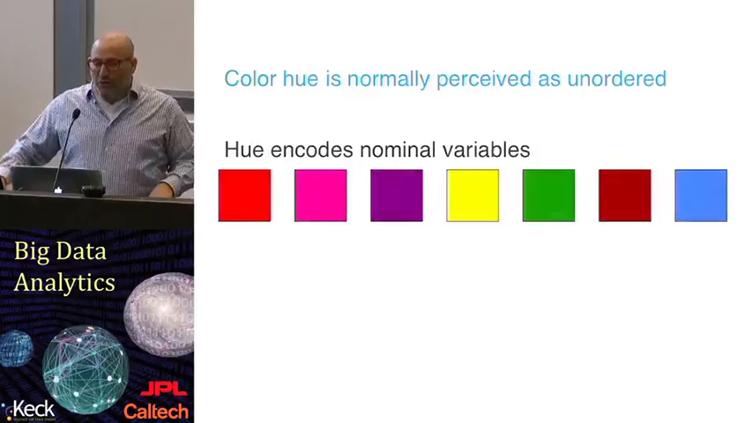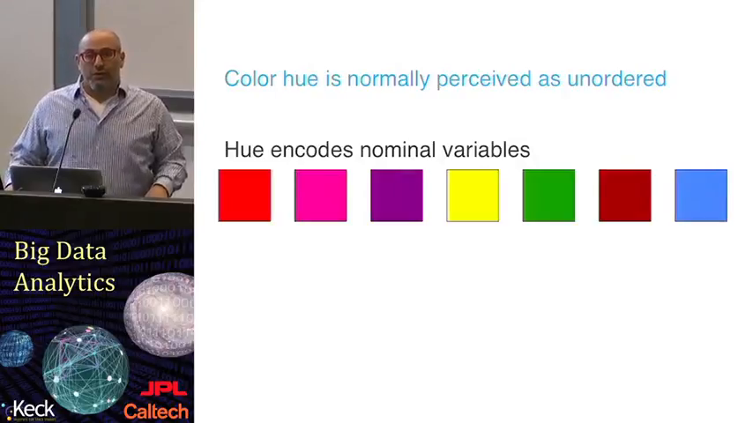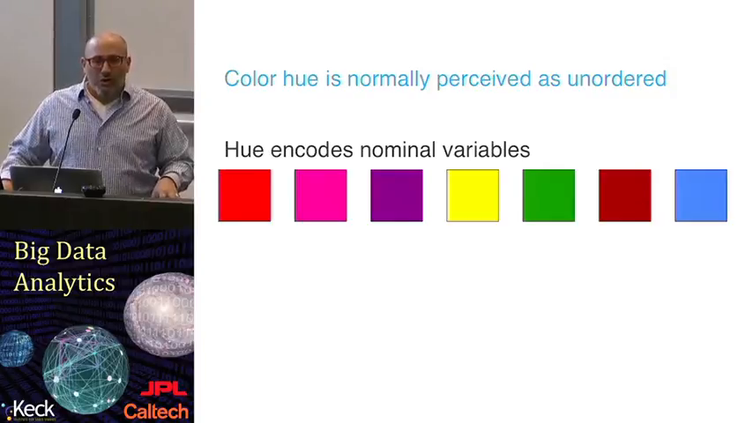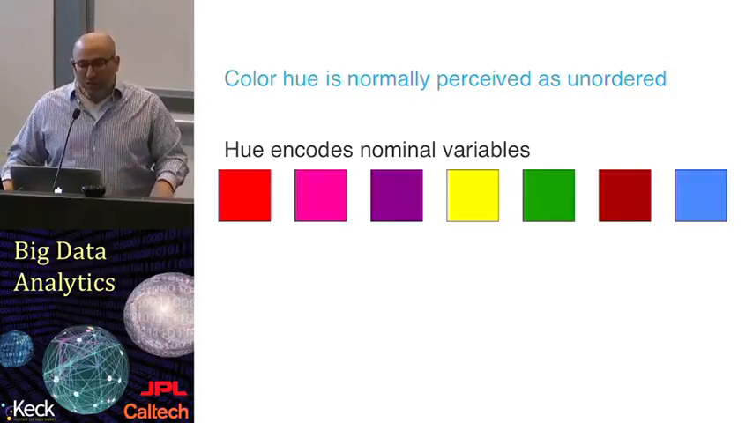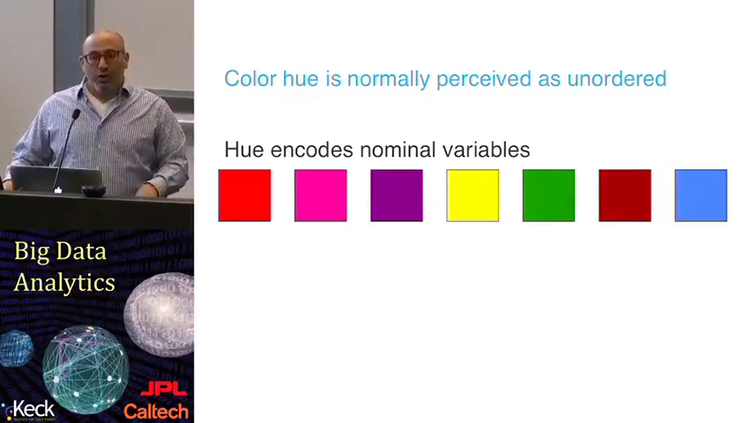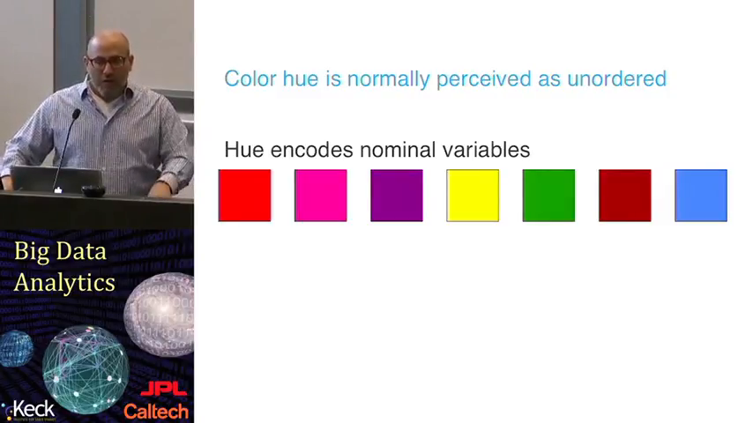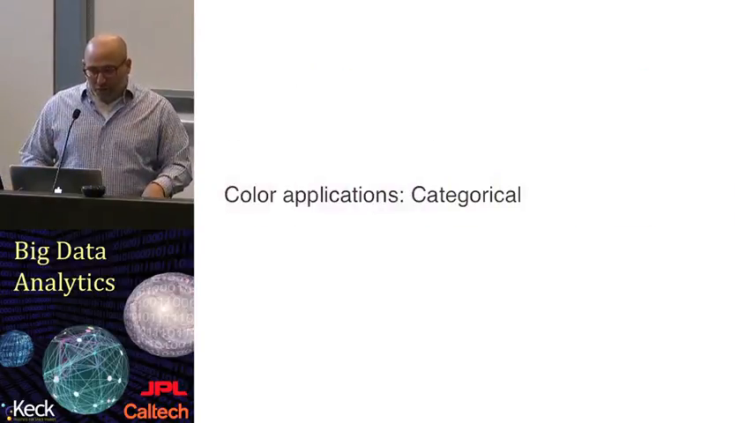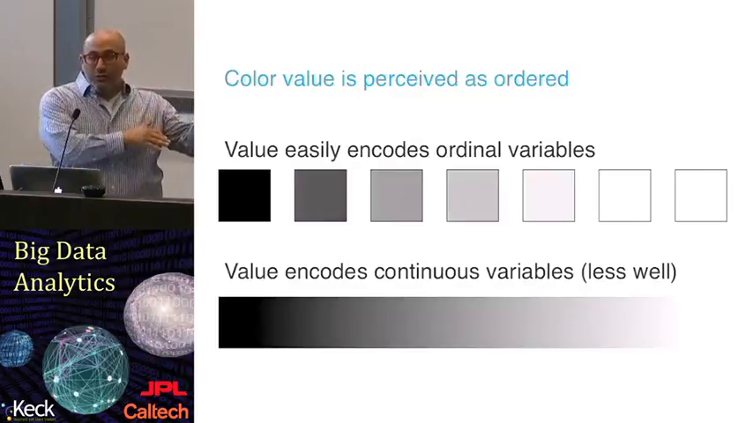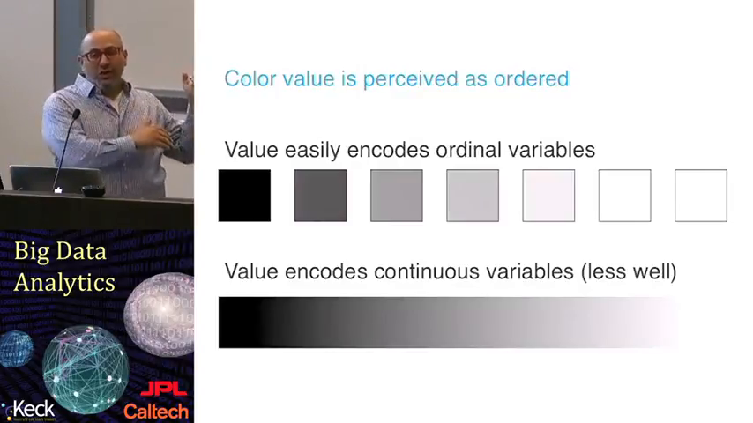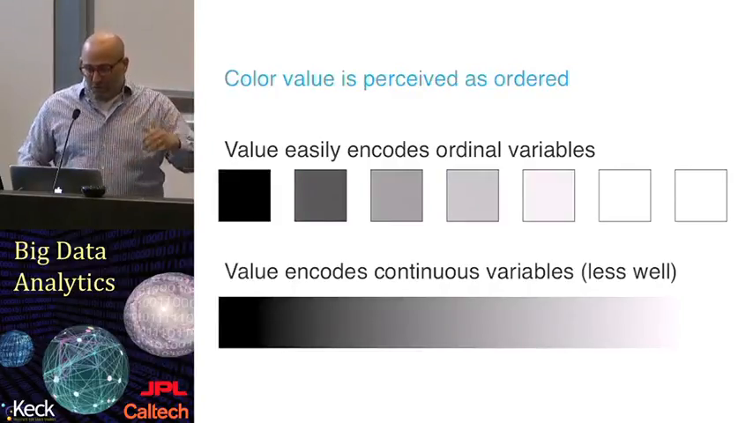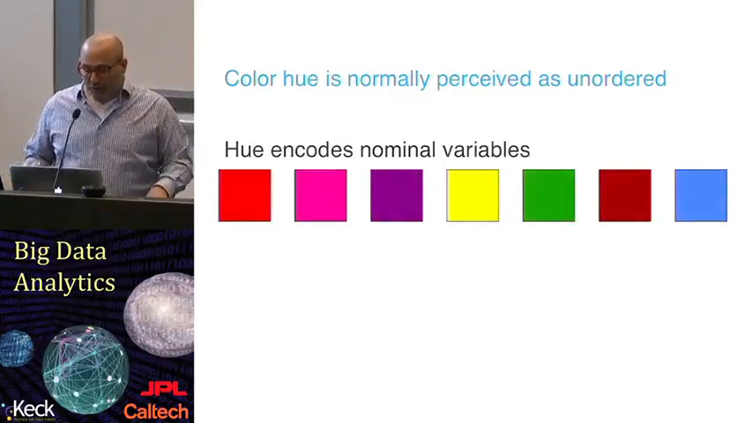Another thing that I think you can use is that hue is normally perceived as unordered. And so this means that hue is a really good way to label nominal variables. And so when you have things that have no ordering, picking color is really valuable because color, hue, does not have an order. Whereas if you look at color value, it does have an order. And so it effectively is not nearly as good for nominal values than the unordered color values.